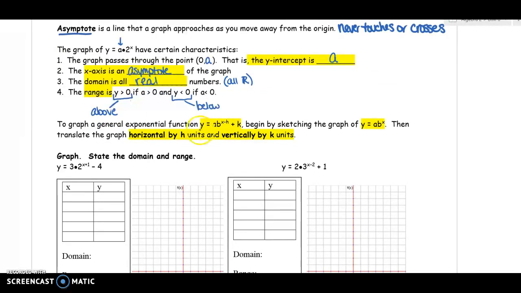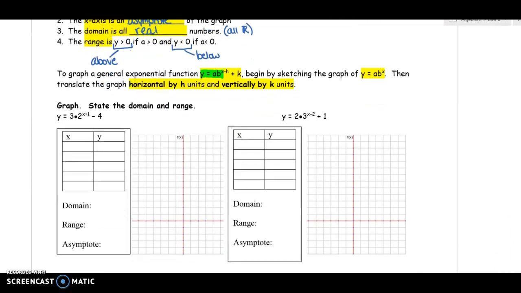To graph y equals a times b to the x minus h plus k, we are basically going to just look at everything up to the x and then stop. So we're going to sketch the graph of y equals ab to the x. Then we will use the minus h and the plus k to move those temporary points to their actual locations. So in our little table of values, we are going to put in temporary points and then move those points left, right, up, or down based on the equation.